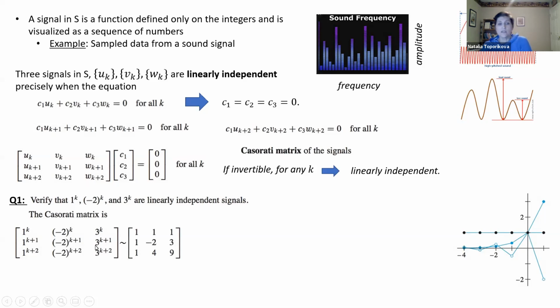It's easy here to choose one value of k, and because I like things simple, I'll choose k equal to 0. So the first column will give us 1 to the power 0, 1, and 2, which of course will remain 1. The second will give us -2 to the power 0, 1, 2, but now because we raise -2 to the power k, the second entry will be negative. And we repeat for 3 to the power 0, 1, and 2, and get this matrix.